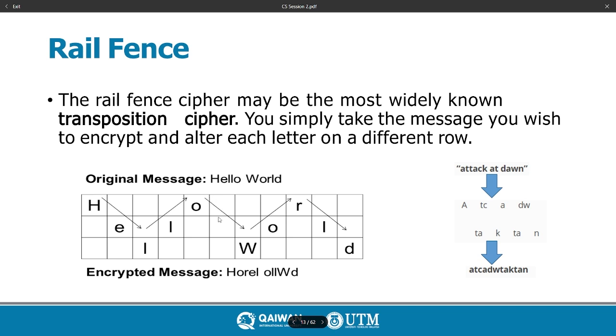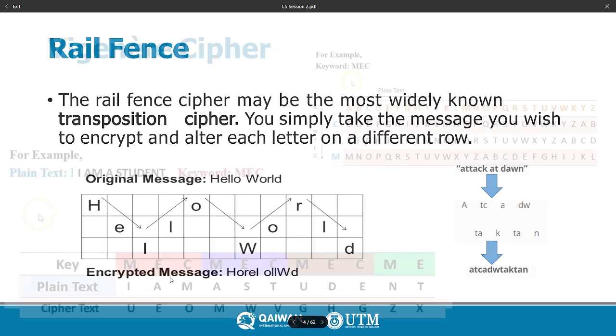HELLO. Now we have a space here, and WORLD. Now we will write it this way: HOREL, then OLLWD. Horel olld, which is hello world, however in a scrambled or encrypted way.